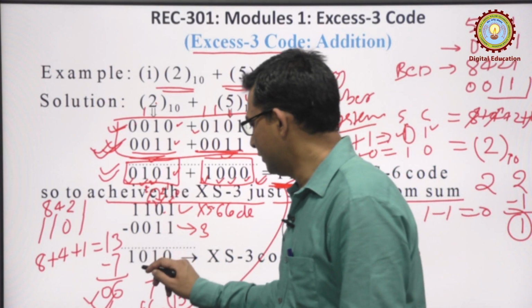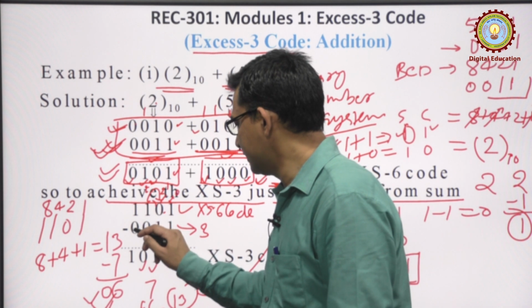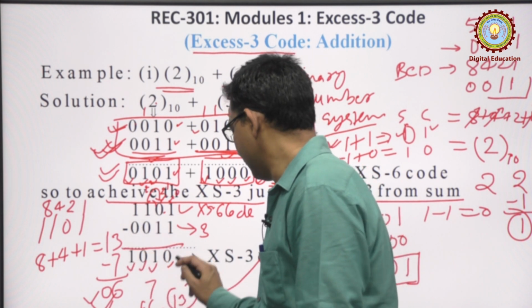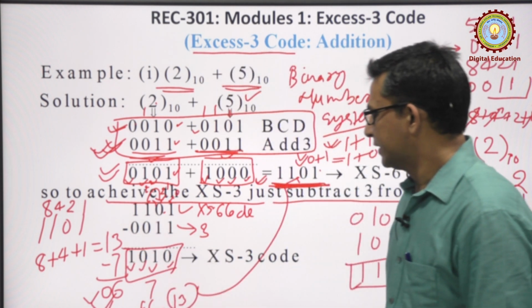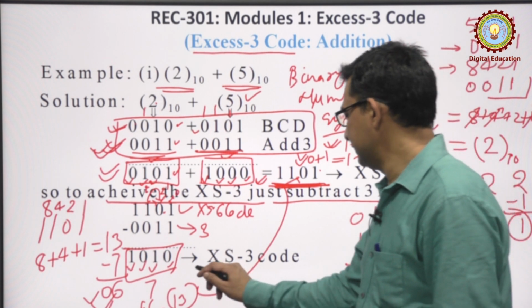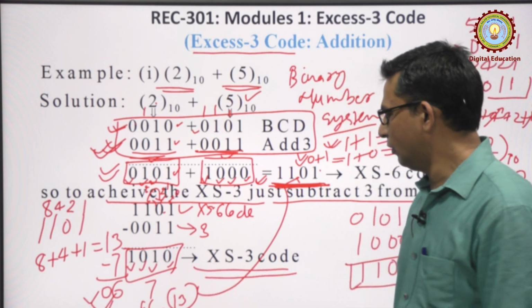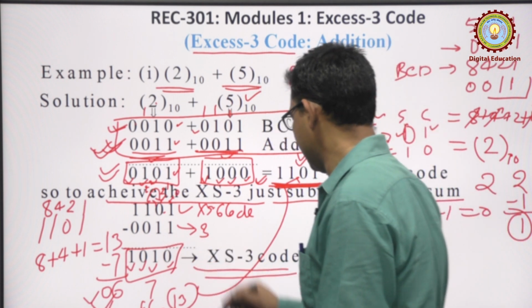So, 0 minus 0 remains 0, and 1 minus 0 is equal to 1. So, this is the answer, and we can cross verify this answer, whether this is Excess-3 code or not. Just convert this number to the decimal number.